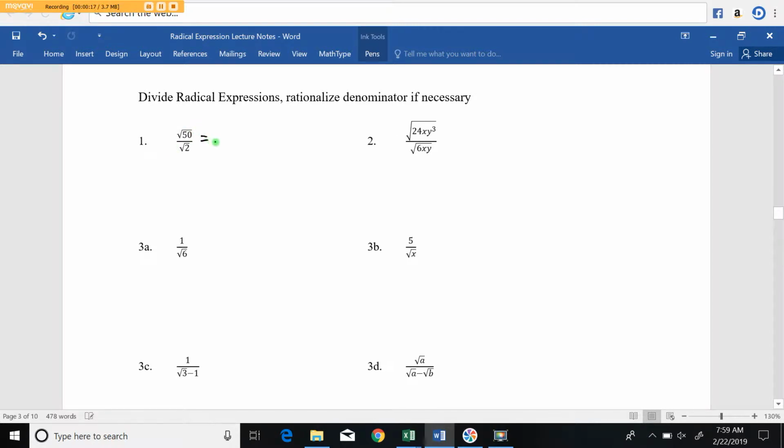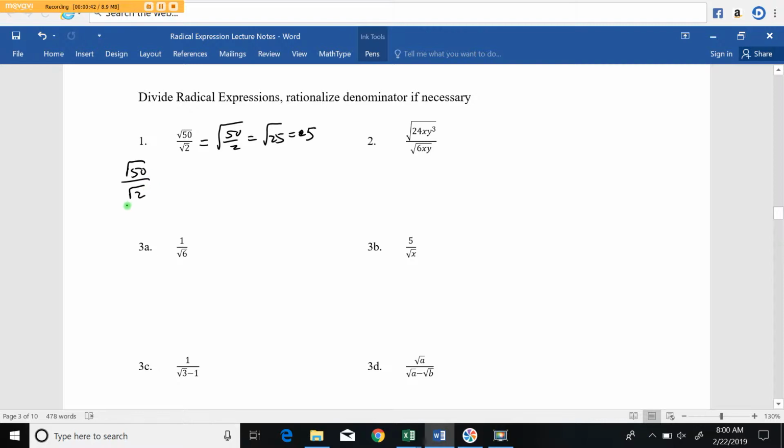First, here's one method. We could write this as one radical, square root of 50 over 2, which is square root of 25, which is 5. All right. Another way we can handle this is we could take this root 50 over root 2, and we could do what's called rationalization of the denominator.